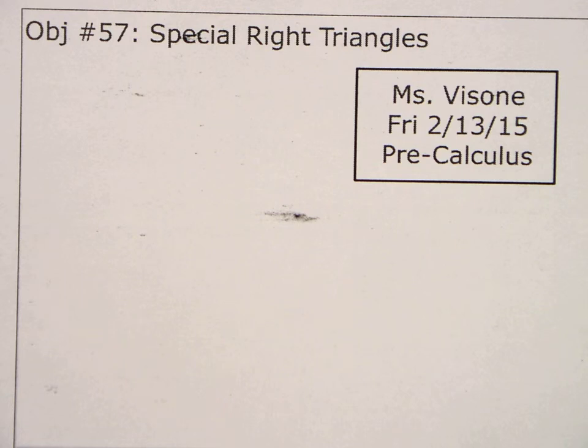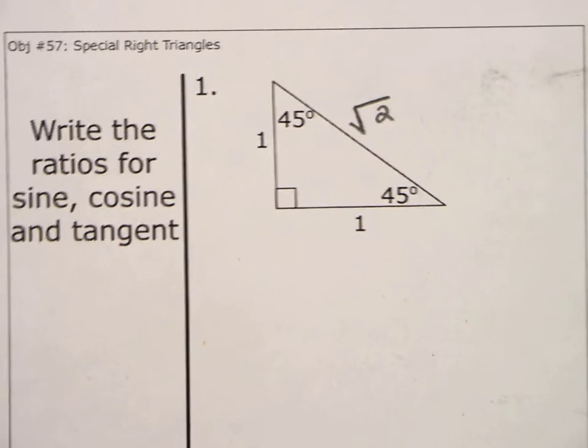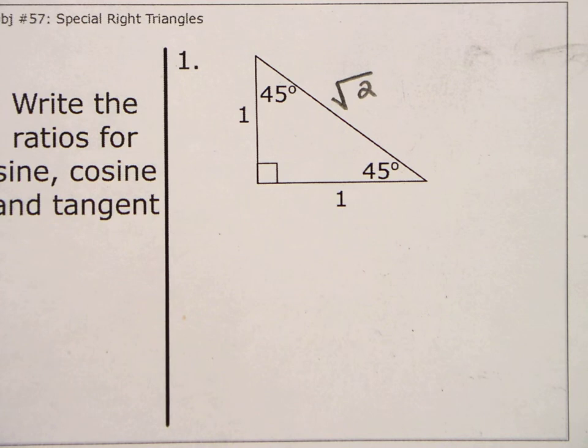Hi, this is Miss Fazone, and this is pre-calculus, and this is the special right triangles. There are two triangles that we call special because we know a lot more about them than most triangles. So the first is, what kind of triangle is this?